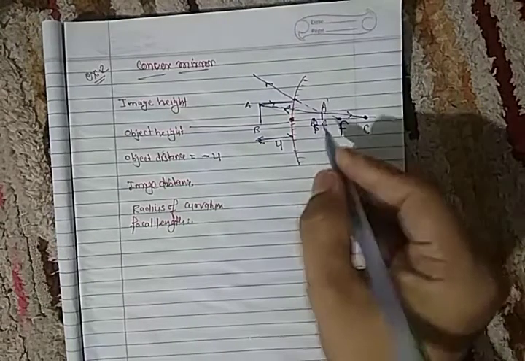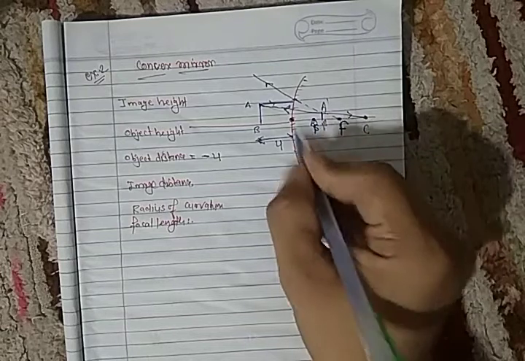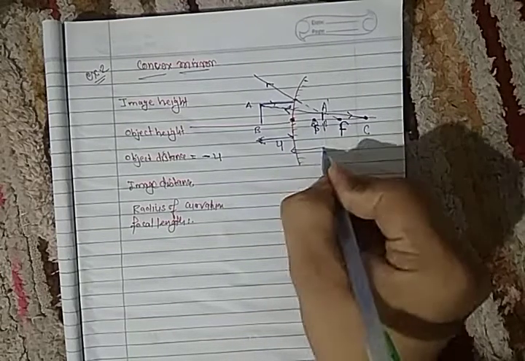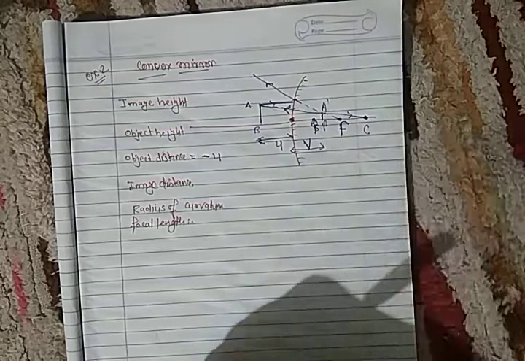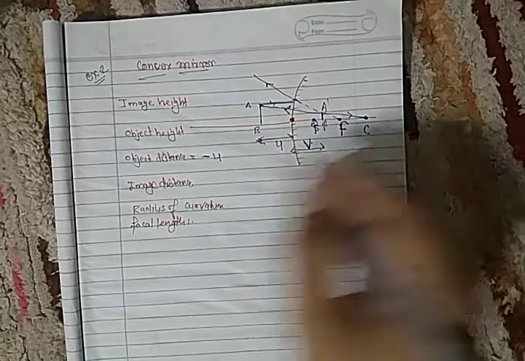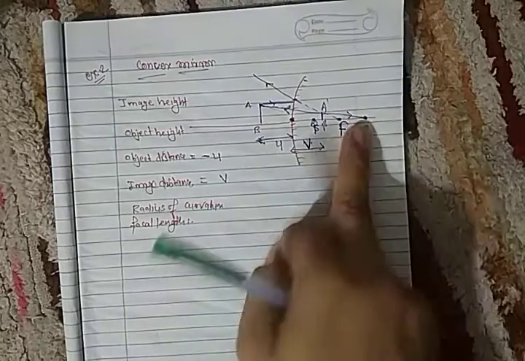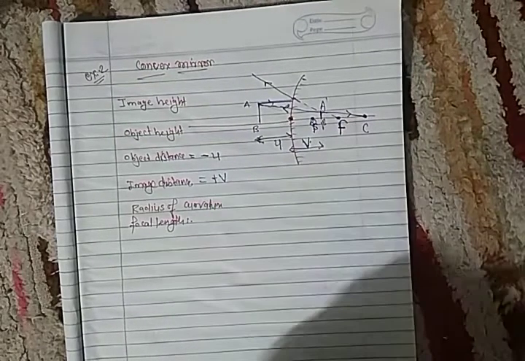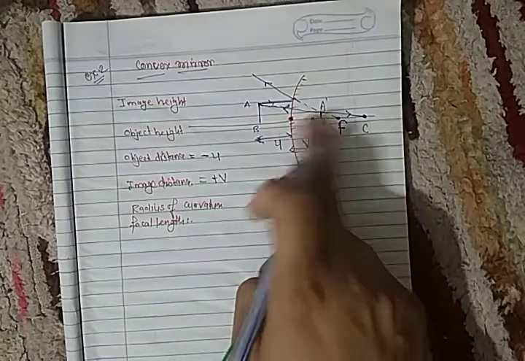Now see, this is the point of the image, so distances are measured from the pole. So from pole to image, this image distance we are taking as v, and this is on the right portion. Now positive or negative? See, this is right portion, so I can choose positive. I told you, left side negative, right side positive. Image is on the right side.